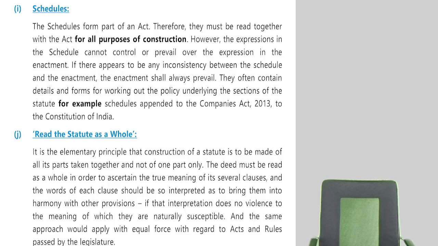Schedules form part of the act or not? That's what he is writing. Write down. Very easy here. 3 points will come. Point 1. Schedules are forming part of the act. Point 2. They should be read along with the sections for the purposes of interpretation.